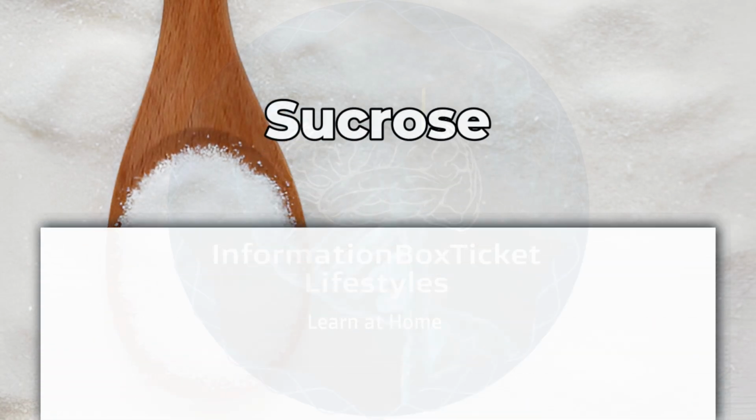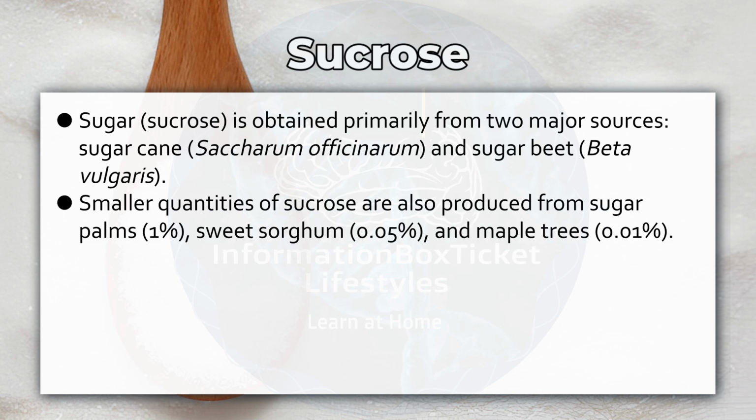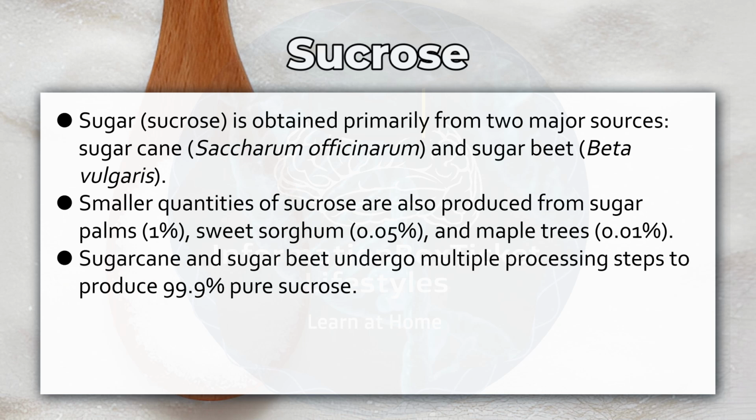Sucrose. Sugar, sucrose, is obtained primarily from two major sources: sugarcane, Saccharum officinarum, and sugar beet, Beta vulgaris. Smaller quantities of sucrose are also produced from sugar palms 1%, sweet sorghum 0.05%, and maple trees 0.01%. Sugarcane and sugar beet undergo multiple processing steps to produce 99.9% pure sucrose.